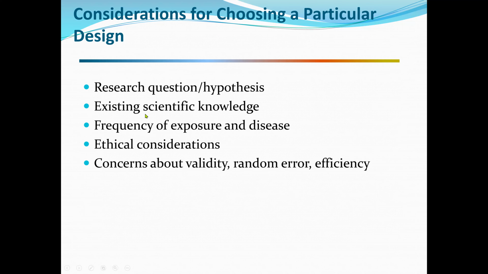Also, next, existing scientific knowledge, and the frequency of exposure and disease or outcome are very important. We need to consider them. Then ethical issues. Also, we should be concerned about validity, random error, confounding error, and efficiency. We should also consider the resources, etc.